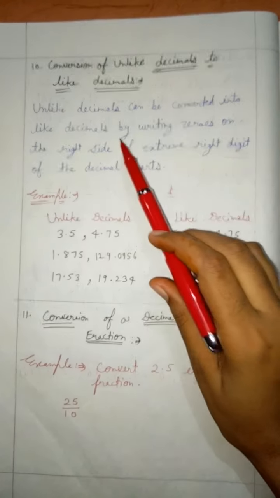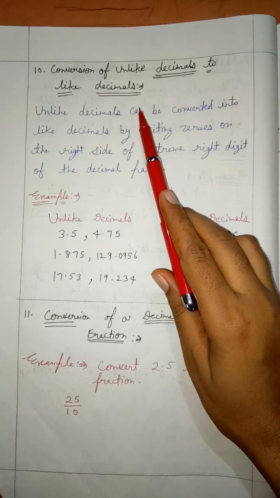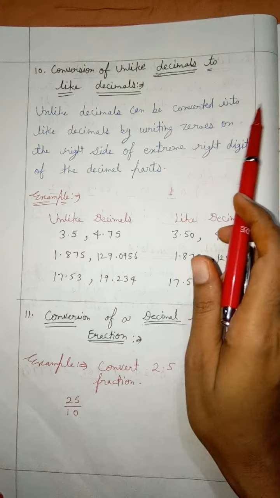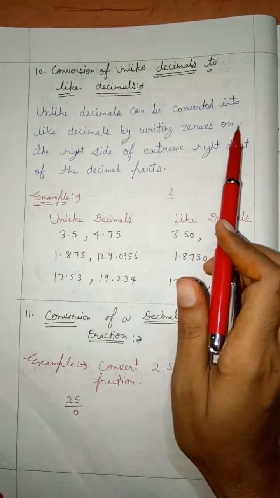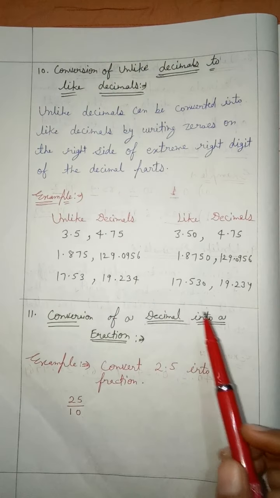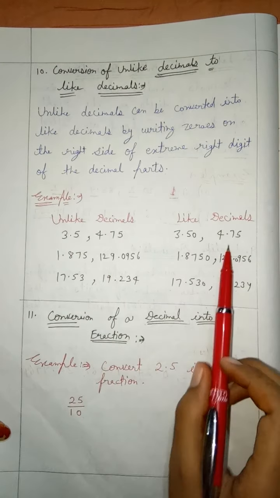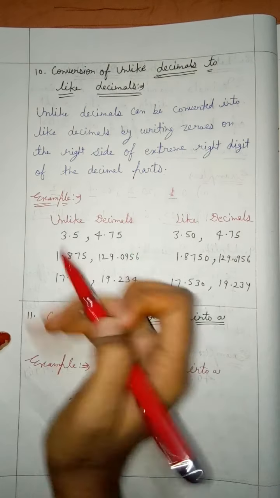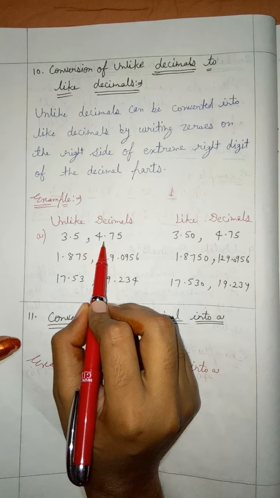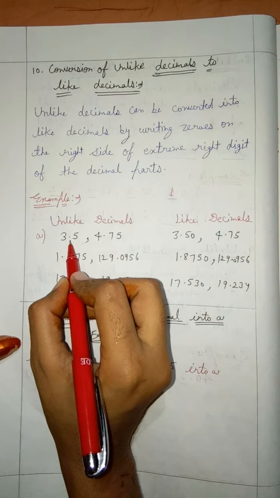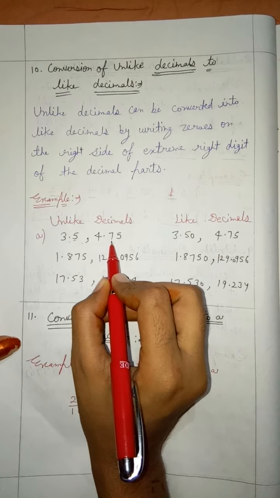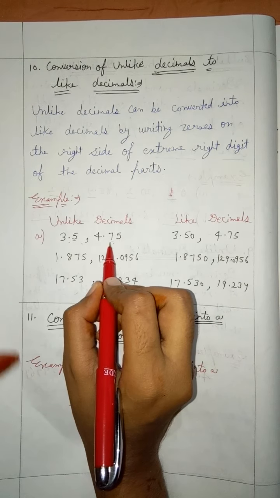Now the tenth: conversion of unlike decimals to like decimals. How can we convert unlike decimals into like decimals? Unlike decimals can be converted into like decimals by writing zeros to the right of the extreme right digit of the decimal part. Here are examples. Unlike decimals are given. How can we convert these into like decimals? In the first example, 3.5 and the second decimal number is 4.75. You can see, after the decimal here 1 digit, and in this number after the decimal 2 digits. So these are unlike decimals.